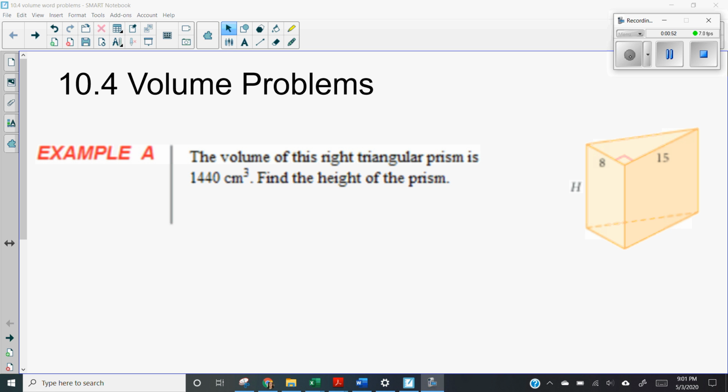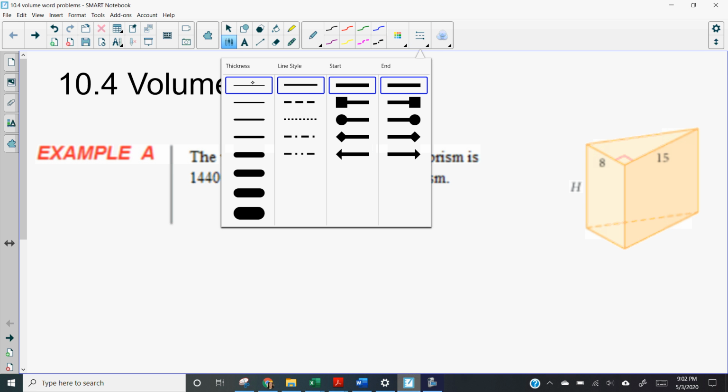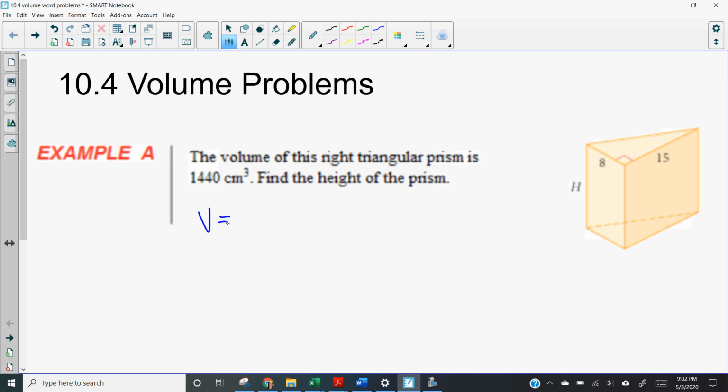You can just write this down, make a little sketch if you'd like. We have the volume of a right triangular prism already. It's 1,440 cubic centimeters. We are going to find the height ourselves. Let's set up here. As always, whether we have the volume or we're looking for the volume, we're going to start with our formula. Remember, capital B is the area of the base. Here are our two congruent parallel polygons as bases, those triangles. Height is what we're looking for.